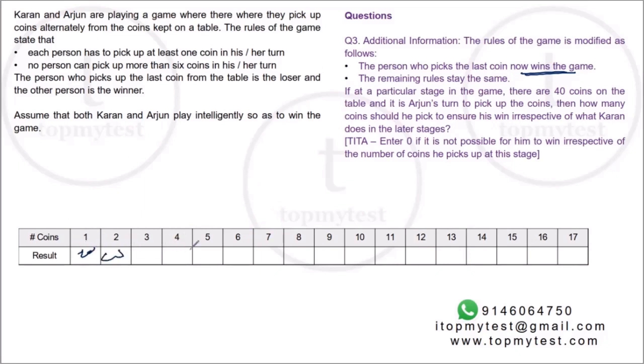If there are 2 coins, you'll pick and win. 3 coins, you'll pick and win. 4, you'll win. 5, you'll win. 6, you'll win. I can pick all the coins and I'll win. What happens at 7? At 7, I cannot reach 0. Worse, I'll be putting my opponent at between 1 to 6. He is going to pick up the remaining coins and he'll win. So I will lose.